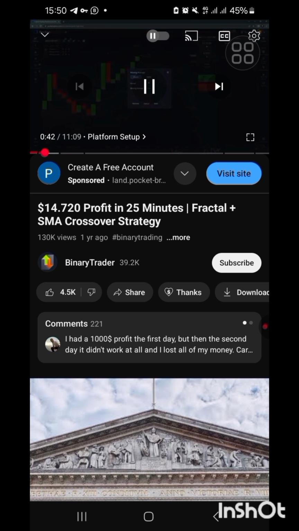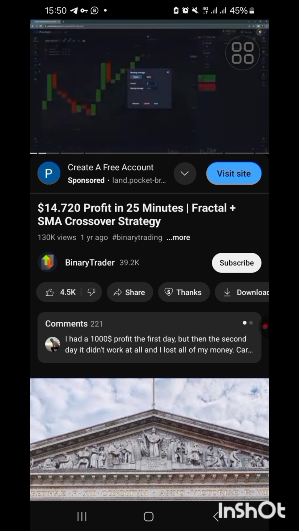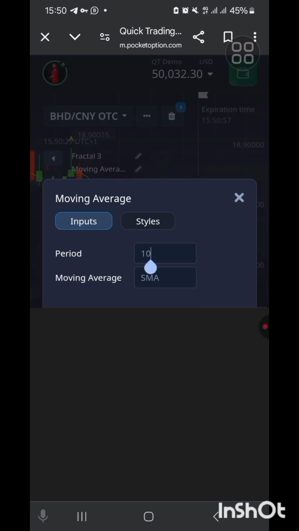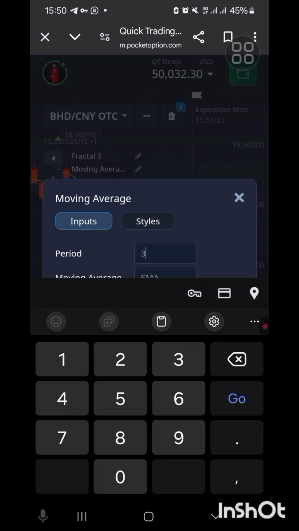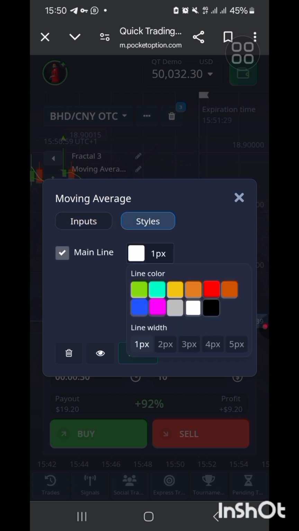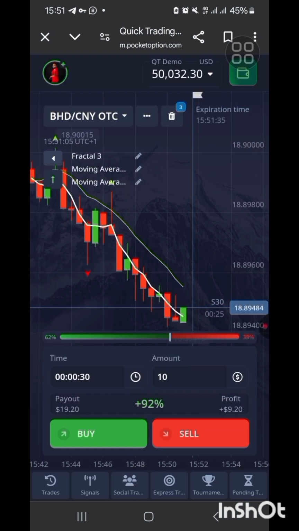Now let's watch the settings for the moving average. The first moving average should have a period of 3. Make it a bit more visible, make it wider and choose white for color. The second setting is the first moving average. You click on this thing that looks like a pencil. She said it should be 3. You click on styles. Choose white color. She said you should make it a little bit thick, so I'm going to use 2px and save it.